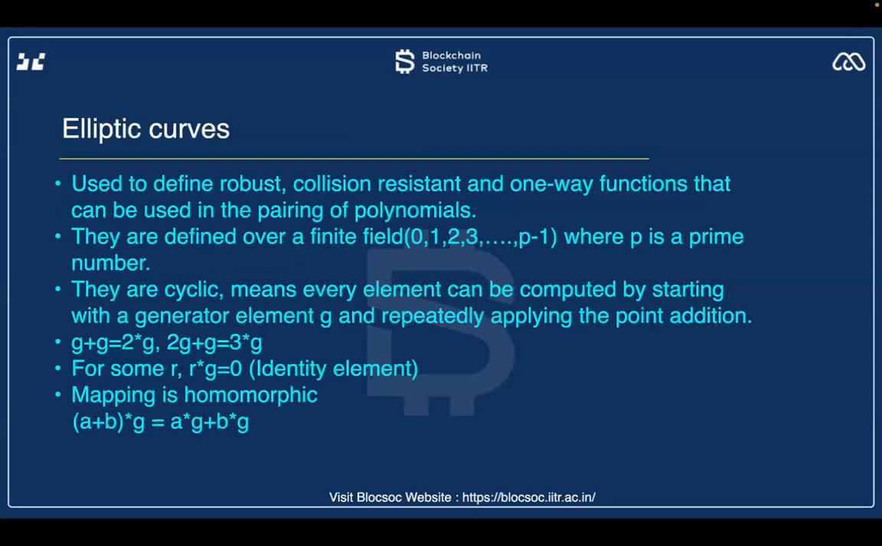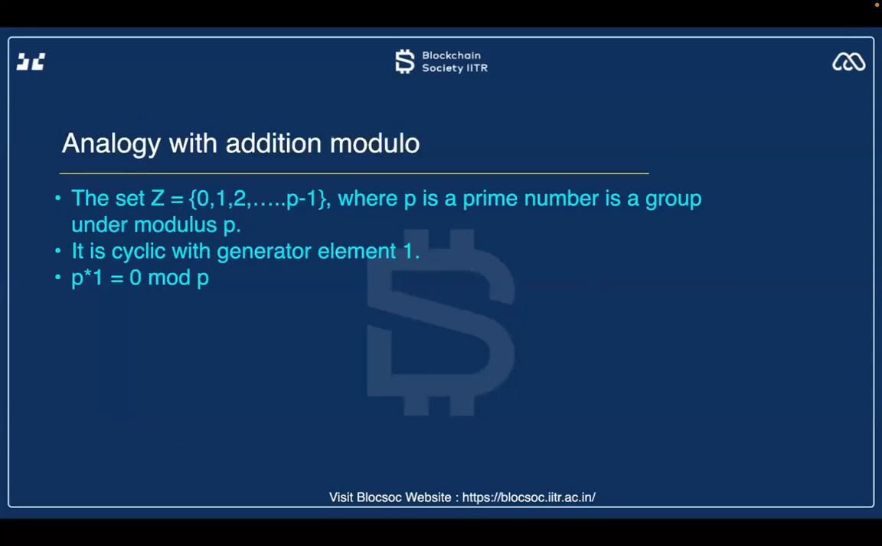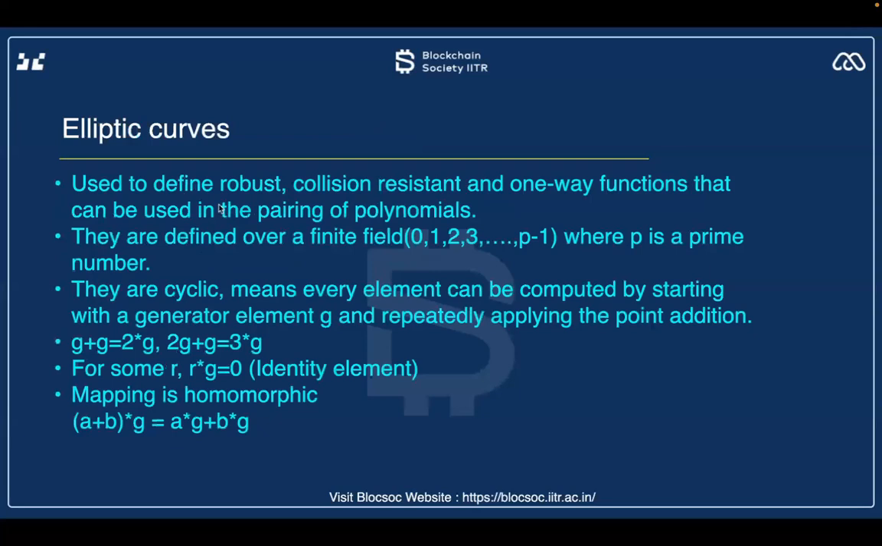So this is cyclic. Just like how addition modulo was a cyclic group, elliptic curves are also cyclic. This means that there exists a generator element on which, if you repeatedly apply the operation, it's not necessary that it is addition, it can be anything. In this case, this is point addition. So if you repeatedly apply point addition on the elliptic curve to the generator element g, you can get every possible element.